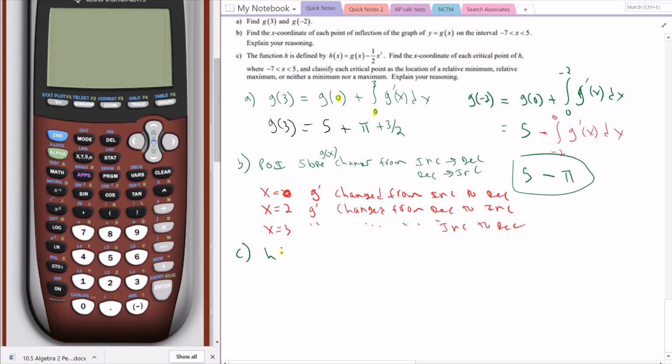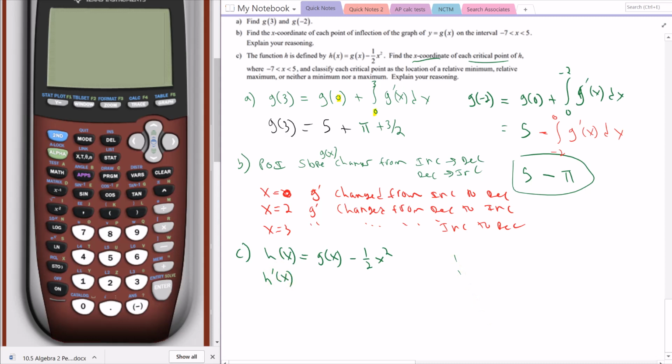And the last one's part C, which is a little bit funky. They're giving us this h of x, which is g of x minus 1/2 x squared. They want the x-coordinate of each critical point of h, and to classify it as a relative min, max, or neither, right? So in order to find critical points, remember the steps. We take the derivative, we set it equal to 0, and we check if it's positive or negative on each side. So the first thing we need to do is take the derivative.